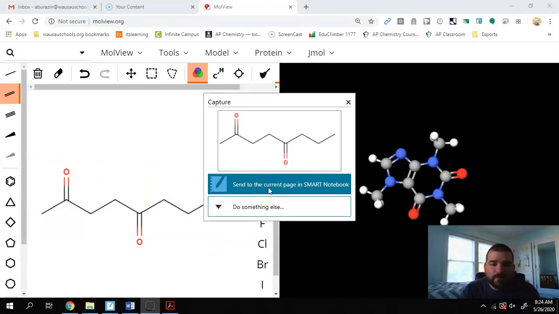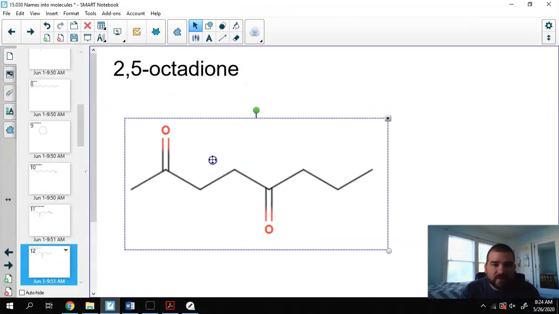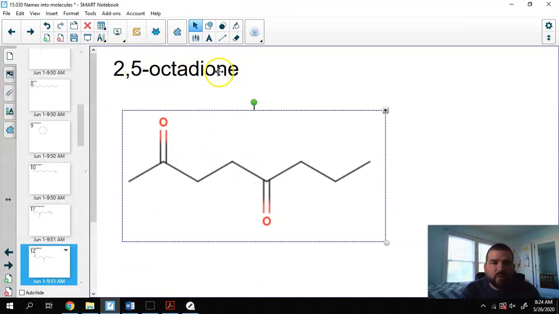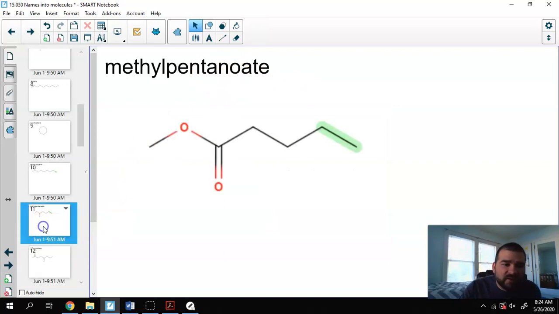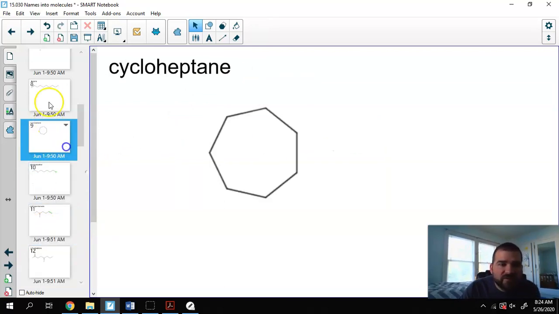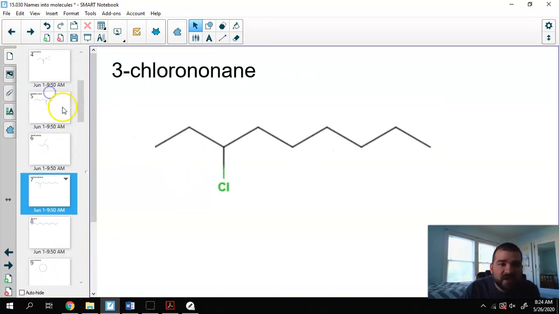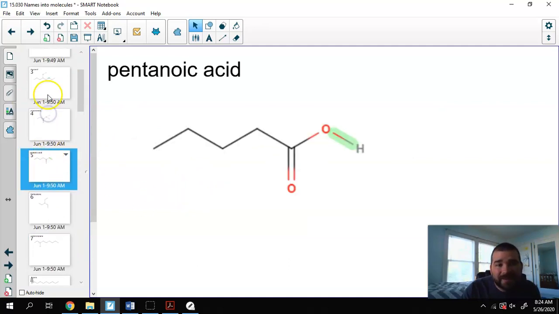Essentially, you're breaking down what you're given, right? You're given prefixes, you're given numbers, and then somewhere in the name, you're implying what type of functional group is going to be there. So you just figure out what you got. It's kind of fun. It's kind of enjoyable, I think.